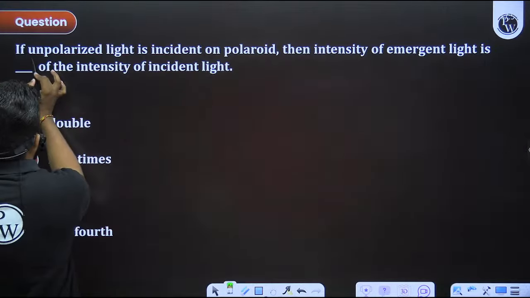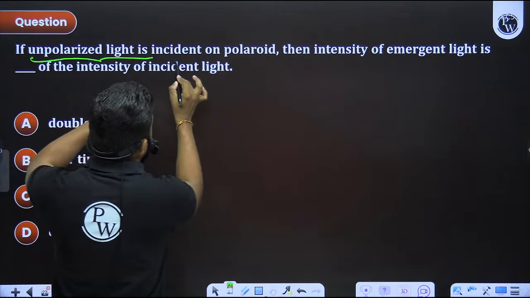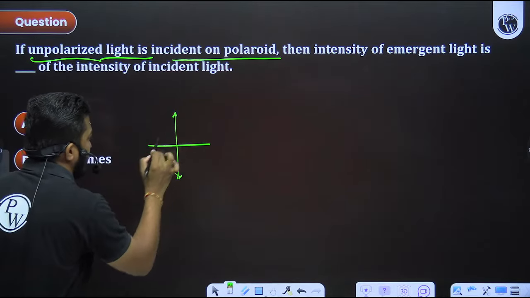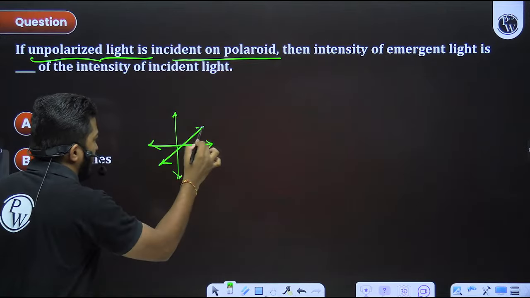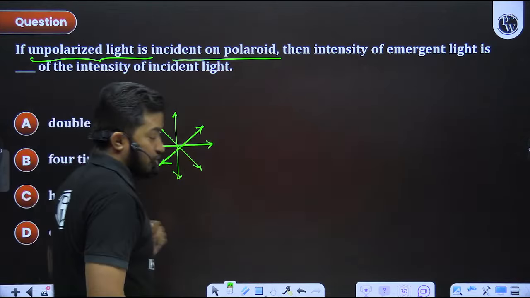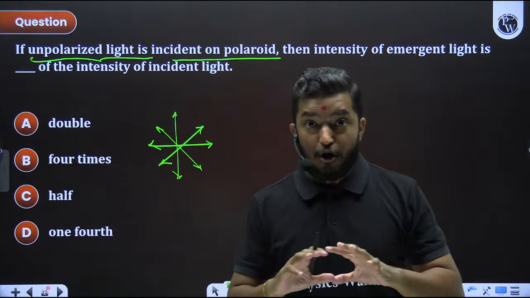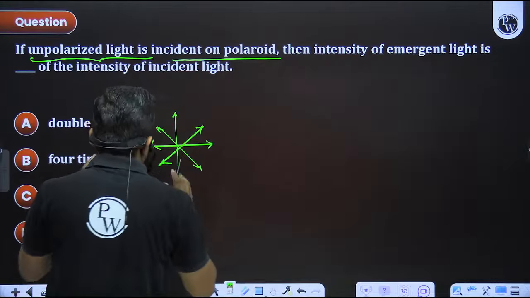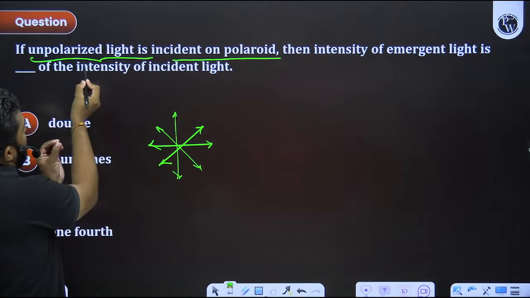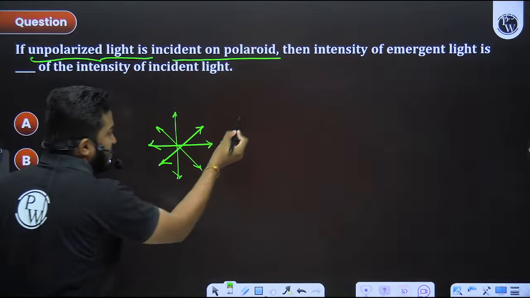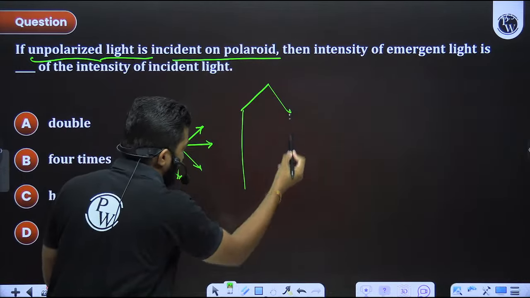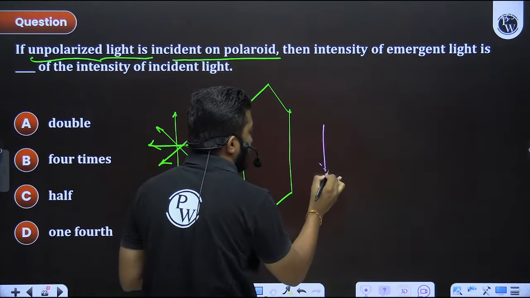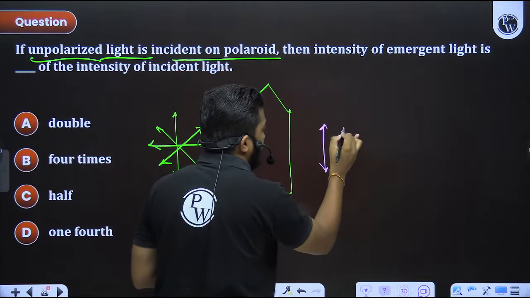Unpolarized light incident on a Polaroid. So it is a very simple concept of polarization from the chapter. Sir, the chapter is very difficult, a very complex concept, but this MCQ is too easy. Just remember it directly. Whenever unpolarized light is passing through the Polaroid, we get polarized light.